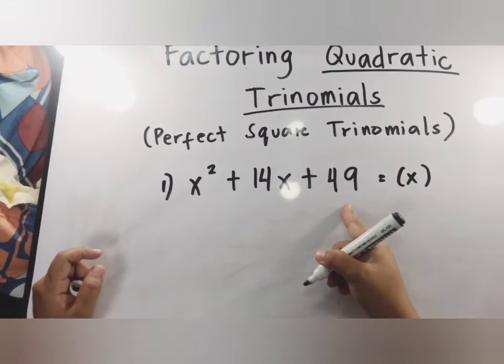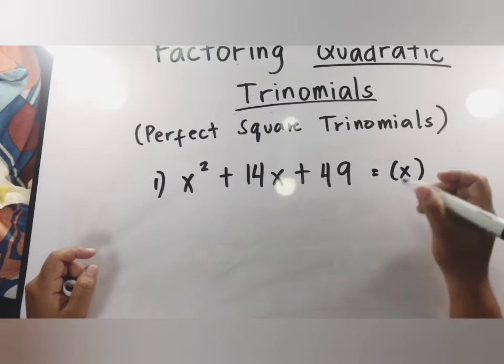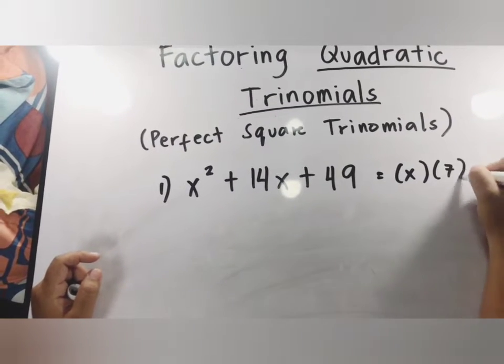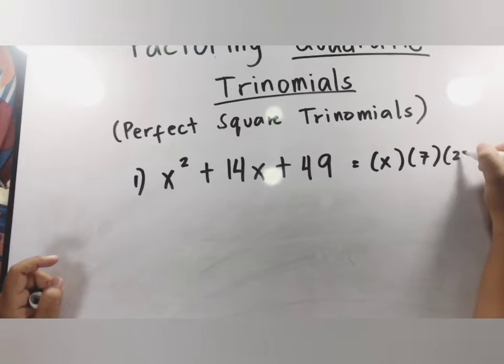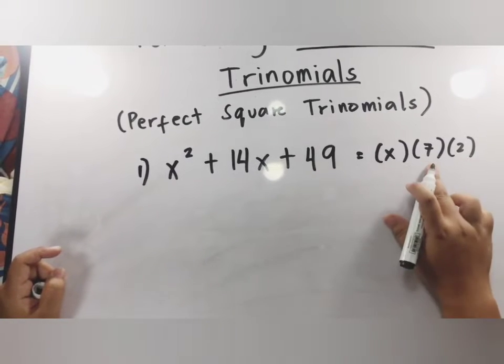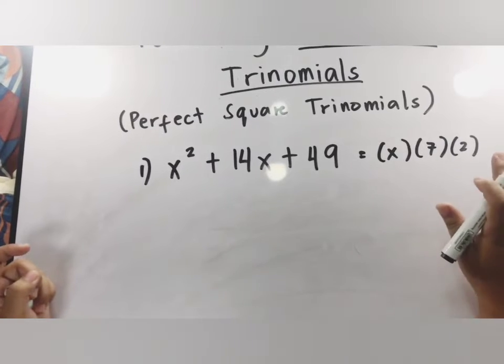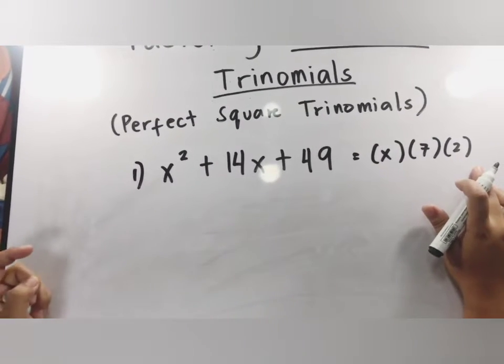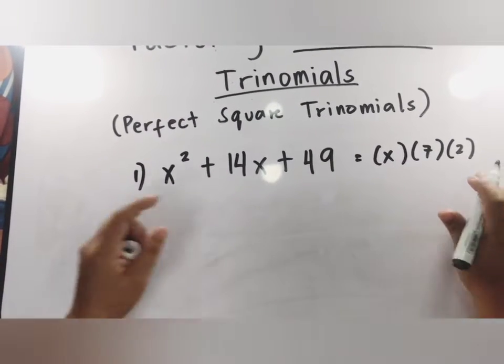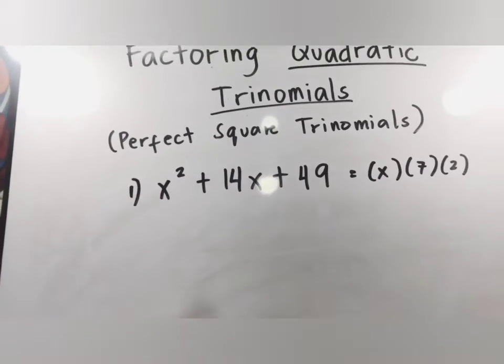Square root of last term, so square root of 49 is 7. Then don't forget to multiply them by 2. So x times 7, this is 7x. 7x times 2 is 14x. Since we get the middle term, it is a perfect square trinomial.